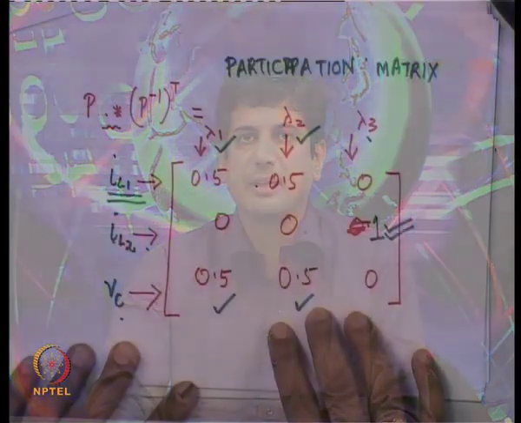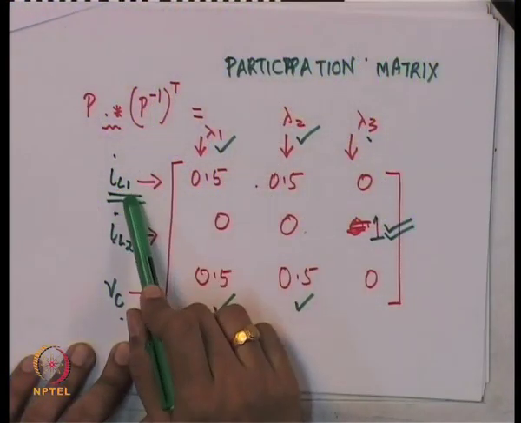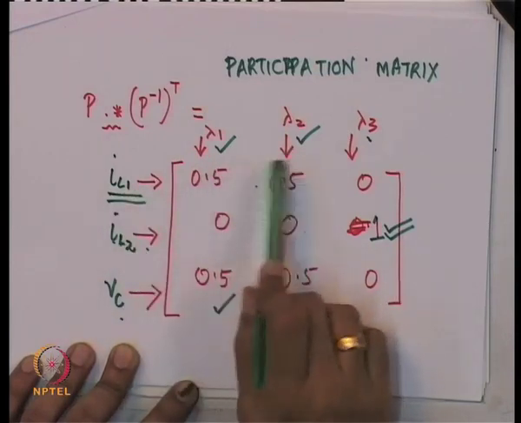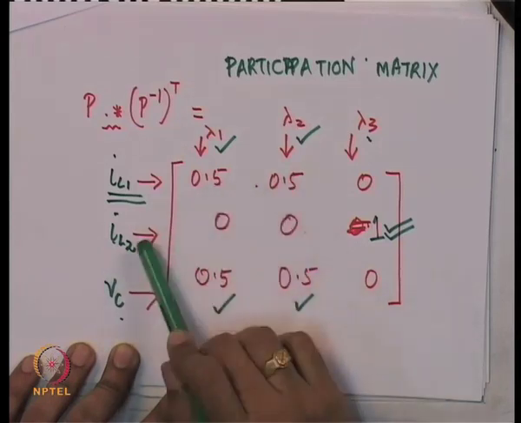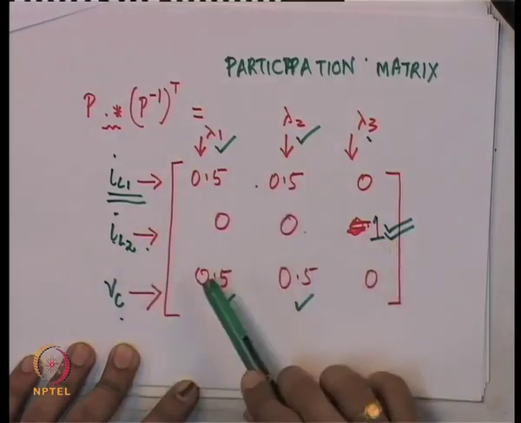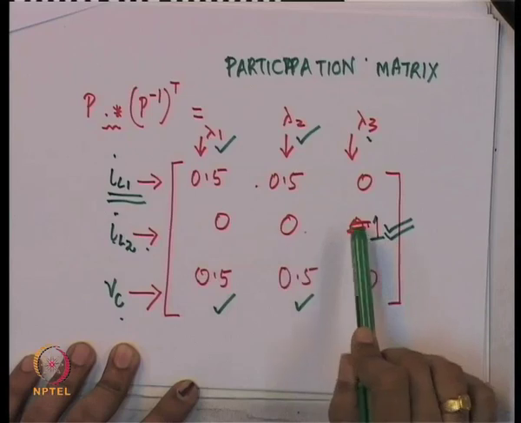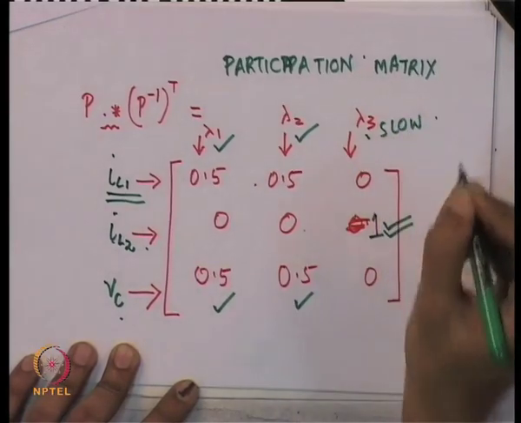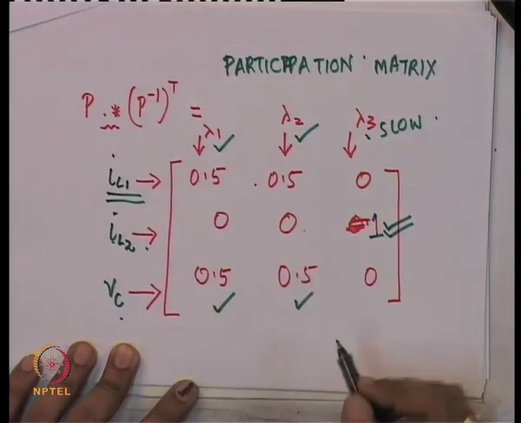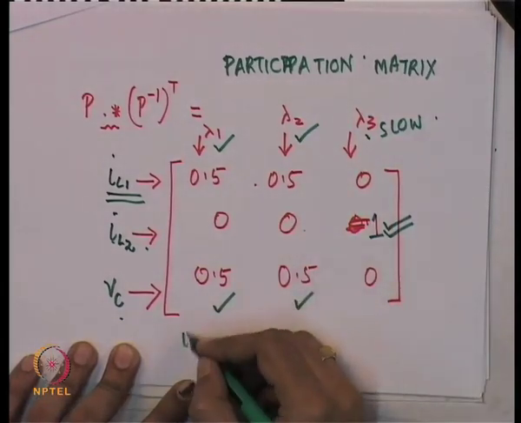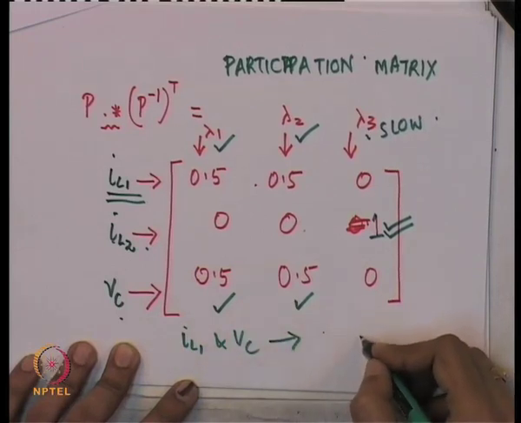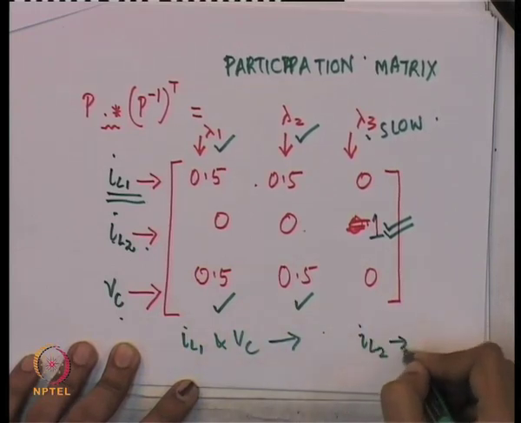So, if you relook at this participation matrix, what you see is IL 1 participates in the complex pair of mode eigenvalues, and IL 2 participates in this. In fact, remember that IL 3 is the slow mode and lambda 1 and lambda 2 correspond to the fast transient. So, IL 1 and V c correspond to the fast transients and IL 2 corresponds to the slow transient.